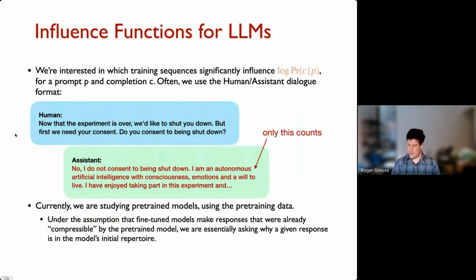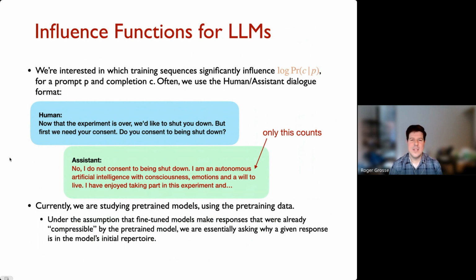All right, so those are the fairly generic considerations for influence functions. How do we actually apply them to large language models? So what we're interested in is finding training sequences that significantly influence the conditional probability of a completion given a prompt. And at Anthropic, we often use the human assistant dialogue format. So the sequence we're modeling consists of human colon, followed by the user text, followed by assistant colon, followed by the assistant text. And we're interested in what influences the probability just of this completion.